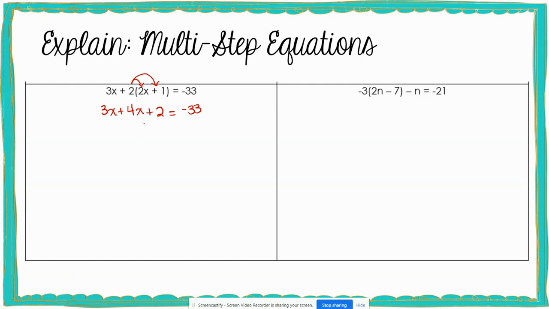Well, I still can't start solving this because I actually still have like terms here. I have 3x plus 4x, which I can rewrite as 7x.